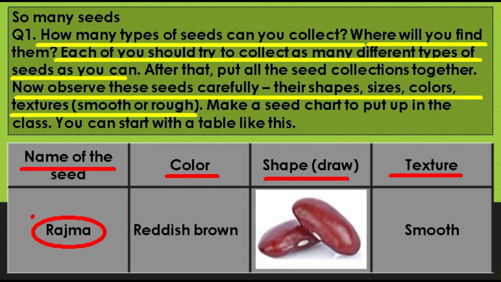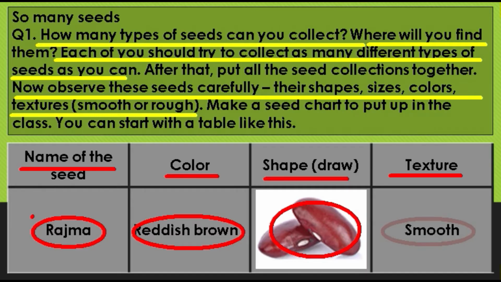If its color is reddish brown, then you have to write down here reddish brown, then you have to draw the image of the seed that you basically take for your observation. Then lastly, you have to note down the texture.